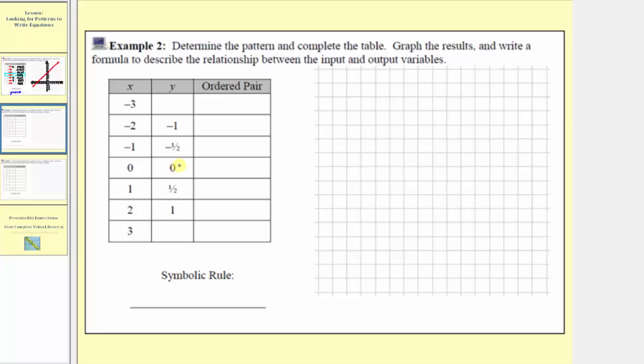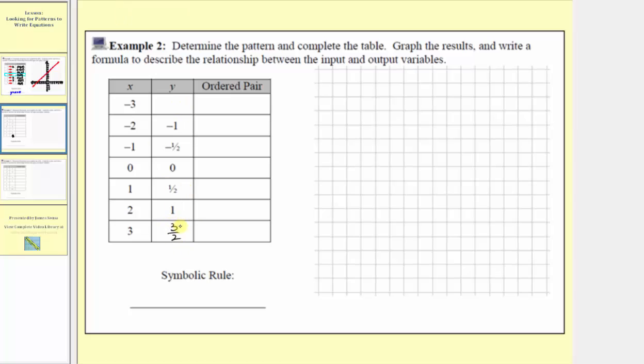Well, if we start at the output of 0, notice how going down, we have 0 and then 1/2 and then 1. So notice how these outputs are increasing by 1/2 each time. So again, 0 plus 1/2 would be 1/2. 1/2 plus 1/2 would be 2/2 or 1. And then 1 or 2/2 plus 1/2 would be 1 1/2 or 3/2.